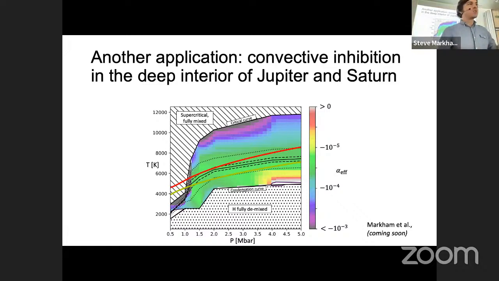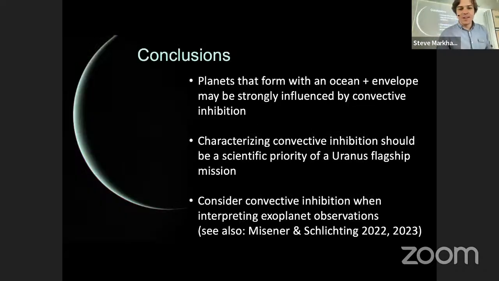It has a few consequences for Jupiter, but it's not the subject of the talk. So I will move on with my conclusions, which is that planets that form with an ocean and envelope may be strongly influenced by convective inhibition, and characterizing convective inhibition should be a scientific priority of a Uranus flagship mission.